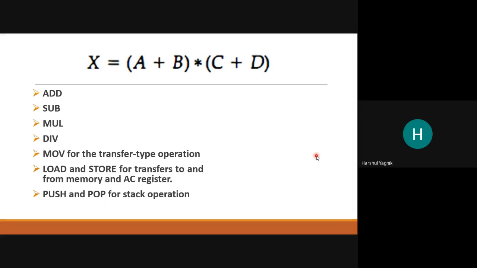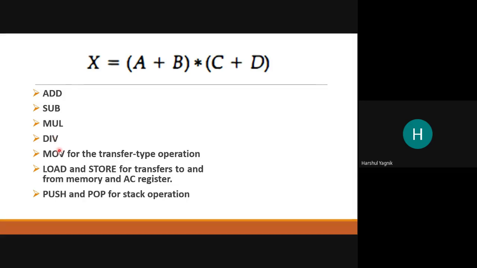Now let us see how this instruction would get executed. The mathematical expression is x equals a plus b multiplication c plus d. Here you observe there is an addition operation, there is a multiplication operation, there are parentheses. What are the other operations, like subtraction, which is not here, then division?